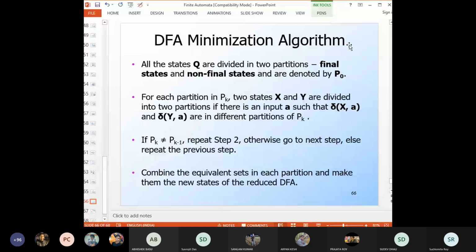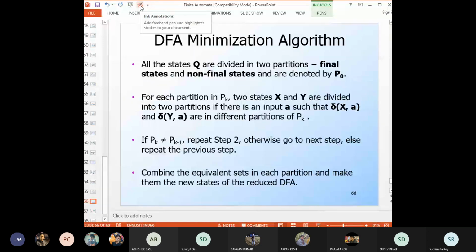Okay, so the first partition is denoted by P0. P0 is the partitioning of final states and non-final states. So two different blocks, you can say, now exist in the set. For each partition in PK, suppose K is the kth iteration we are in, two states X and Y are divided into two partitions if there is an input A such that delta XA and delta YA have destinations in different partitions. What does this mean?